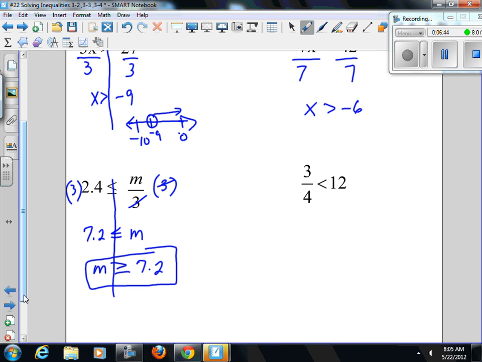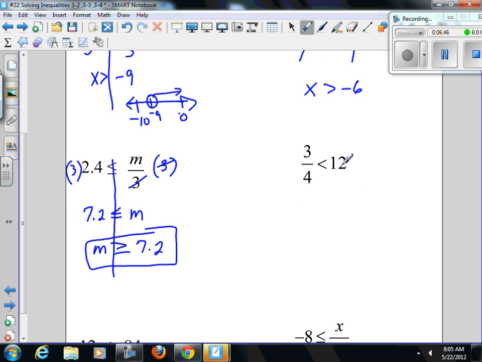3/4 is less than 12. What we're going to do is, well, I forgot to put, I meant to put an x here, so let's write that in. 3/4 x is less than 12. So in order to get x alone, we're going to have to multiply both sides by the reciprocal of 3/4. Remember doing this?